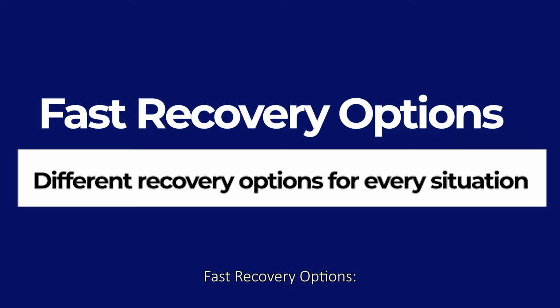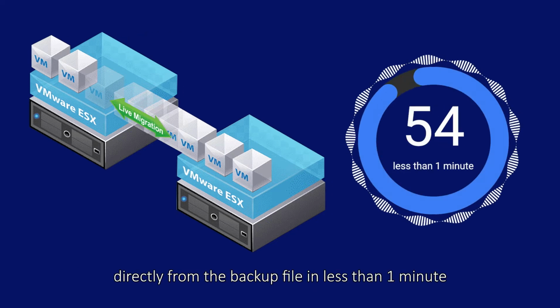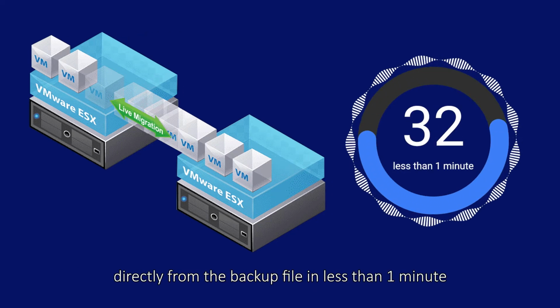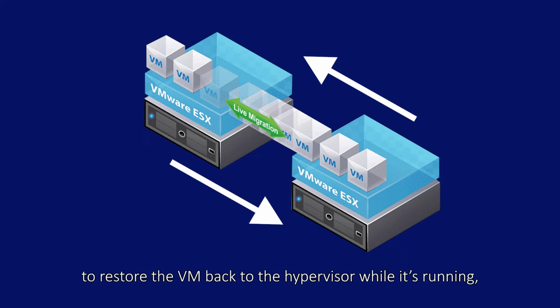Fast recovery options. VM Run Direct. VM Run Direct can power up a Hyper-V or VMware VM directly from the backup file in less than 1 minute. Then use the live migration feature to restore the VM back to the hypervisor while it's still running, minimizing system downtime.